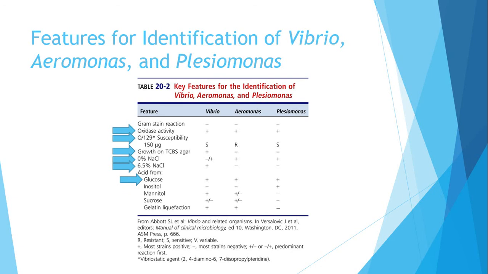And here is that Vibriostat disc. Vibrio is sensitive, and your other stool pathogen is resistant to that disc. Growth on TCBS agar. TCBS agar is specific for Vibrio. Okay, so you want to link TCBS with Vibrio. And Vibrio can grow on that kind of agar, but the other two won't. And then we have the sodium chloride test to see if it's able to grow in high concentrations of salt. And Vibrio cholera will grow only with 0% sodium chloride, whereas other Vibrio species will be able to grow in high concentrations. Notice the other two can't grow in that high salt concentration. Okay?